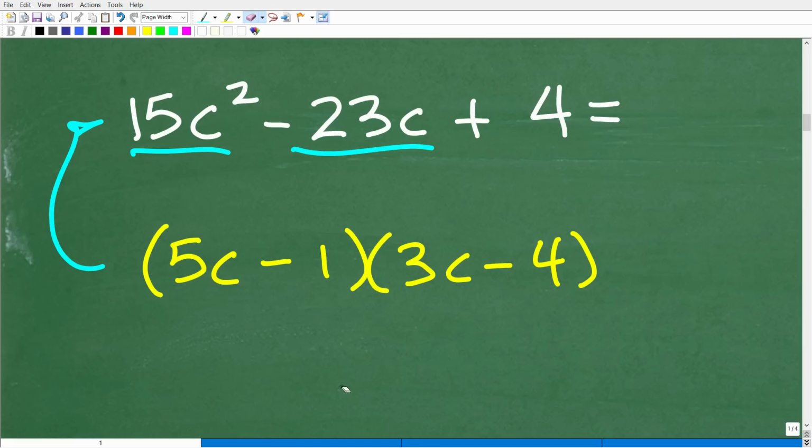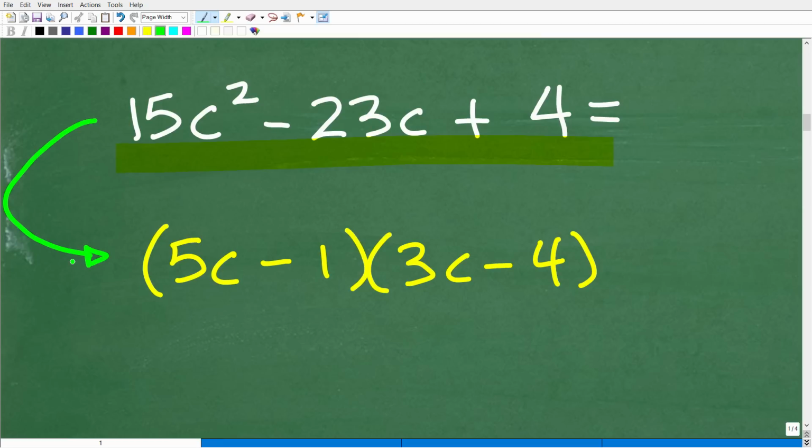Now, if you're able to do this, that is fantastic. But I can tell you right now, if you are trying to be successful in algebra, you must be able to factor something like this. This is kind of non-negotiable, but if you're not quite sure how to factor this, I'm going to review this right now. So this is the answer, but how do we get to this answer?